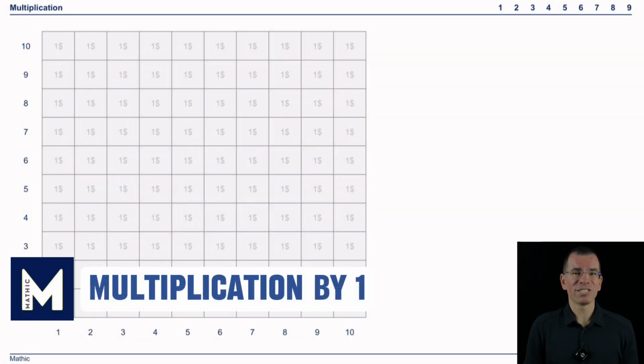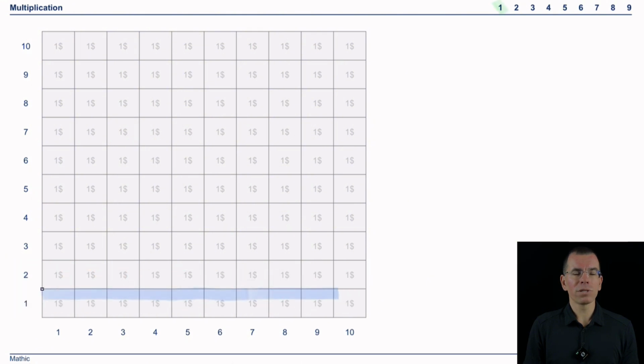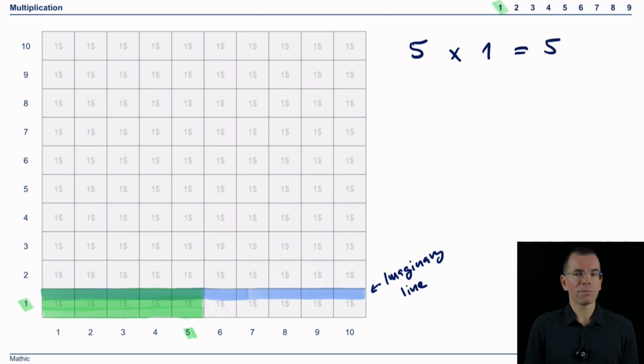Multiplication by 1 is super simple. When we multiply any number by 1, we just get the same number back. For example, 5 times 1 is just 5, and 10 times 1 is simply 10. Easy, right?